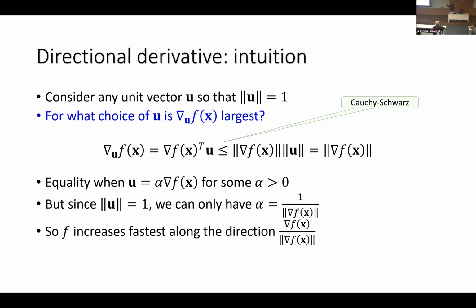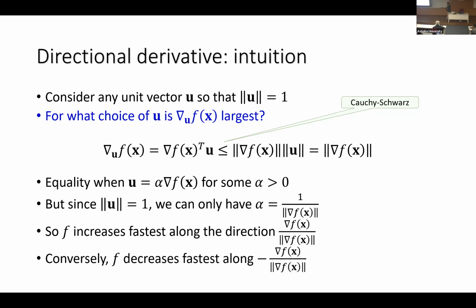Right. So now we have hopefully closed the loop. We started with the gradient and directional derivative, and the direction along which the function increases, and now we have said that the direction along which it increases fastest is the gradient itself. So any questions? Okay. So f increases fastest along this direction and decreases fastest along the negative of this direction. You can just apply Cauchy-Schwarz in the negative direction, and the same result can be obtained.